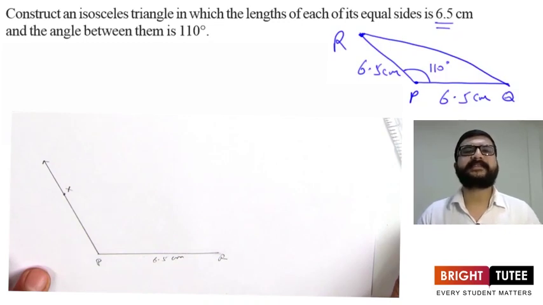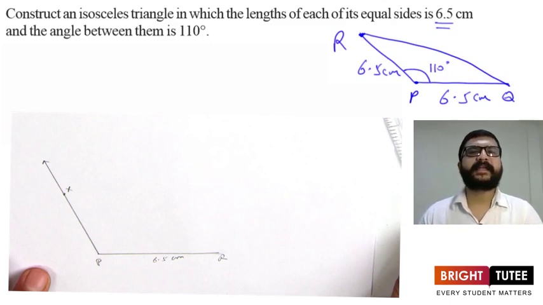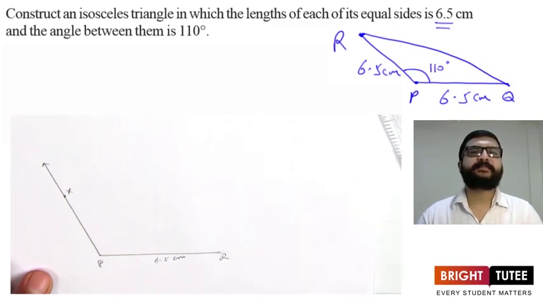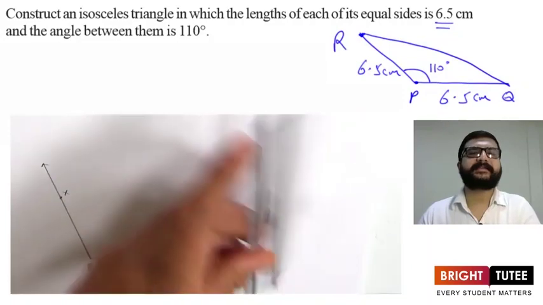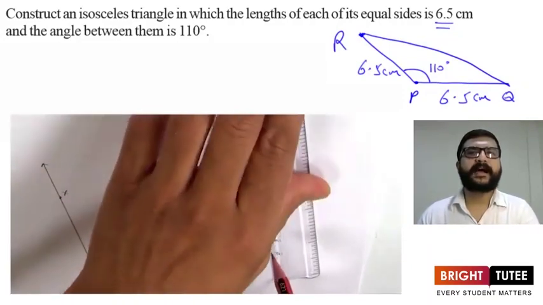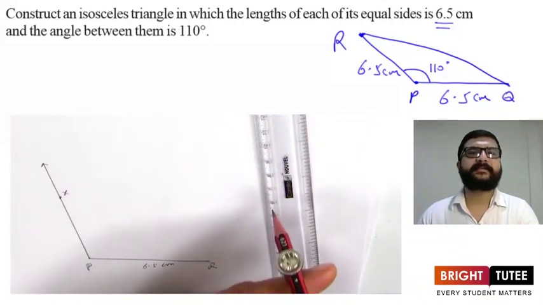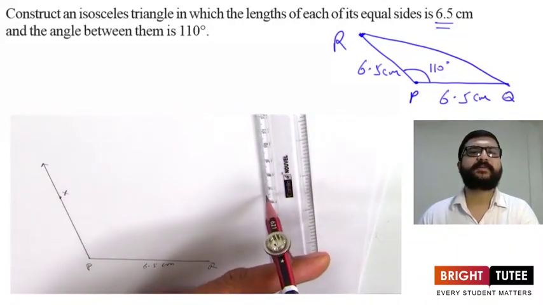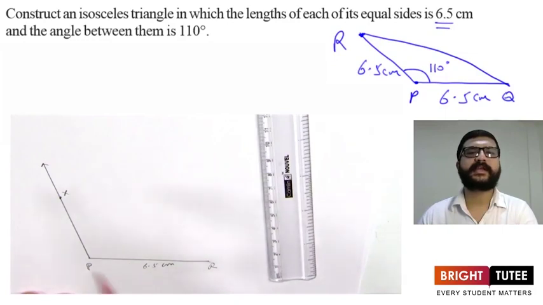So now the second step of construction will be: at point P, make an angle of 110 degrees such that XPQ is 110 degrees. Now the next step is we need PR to be 6.5 centimeters. So what we have to do for that?